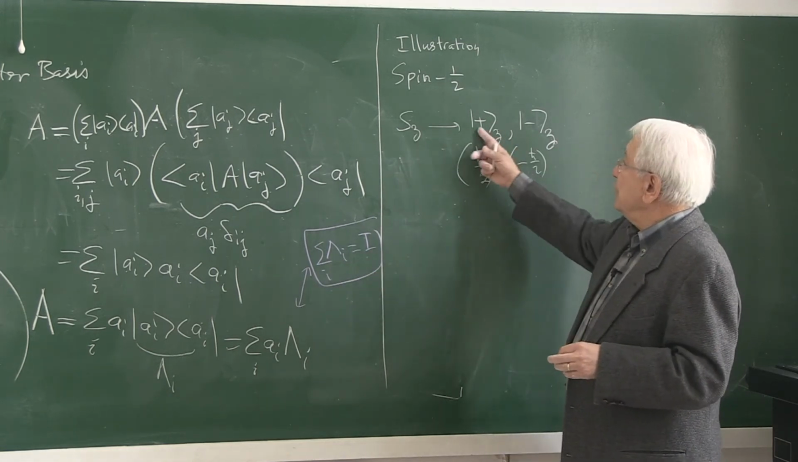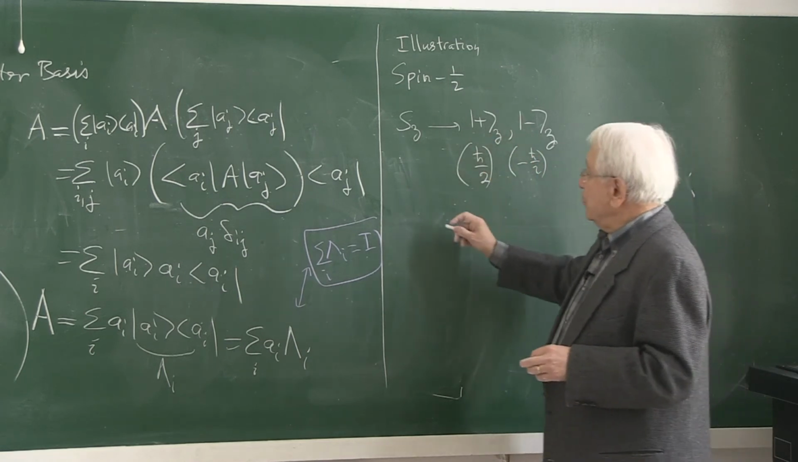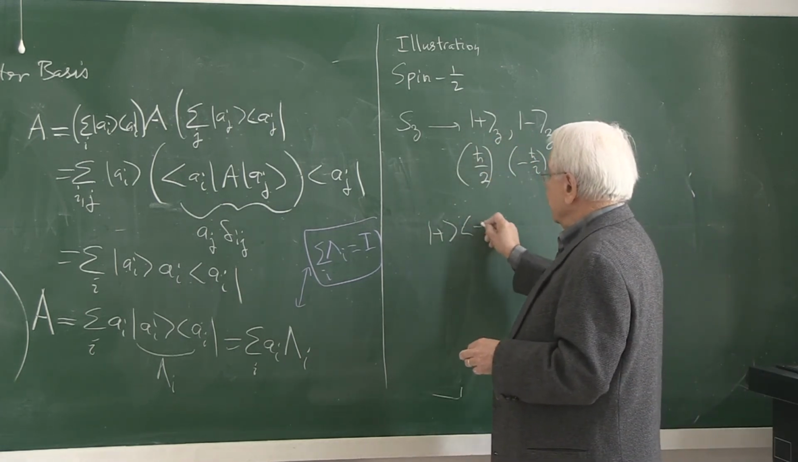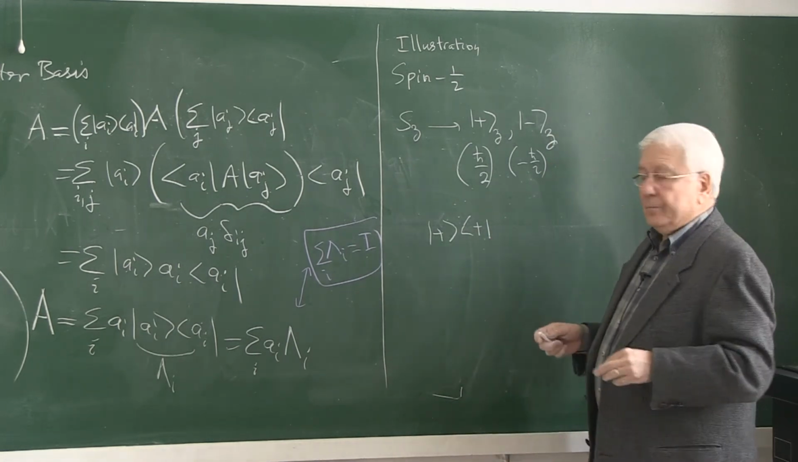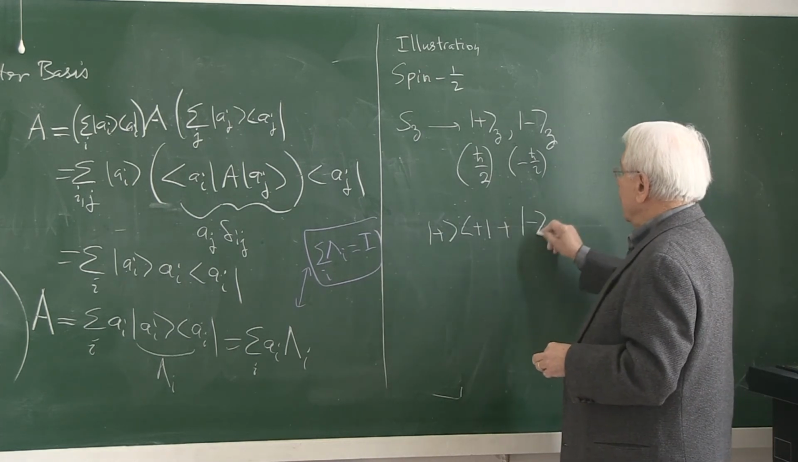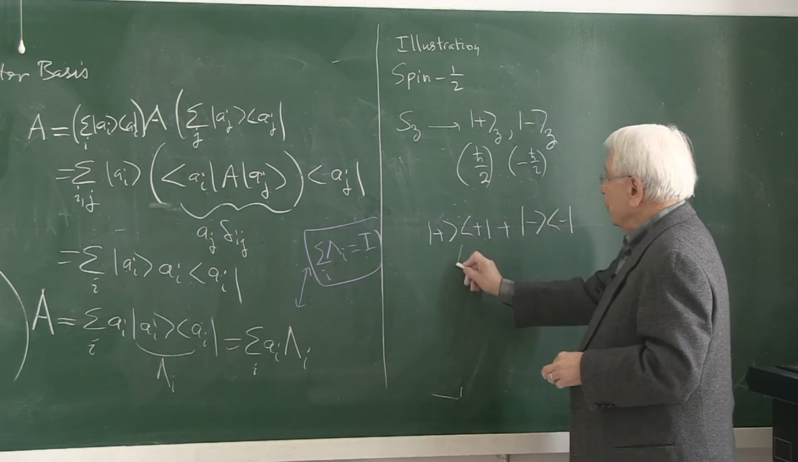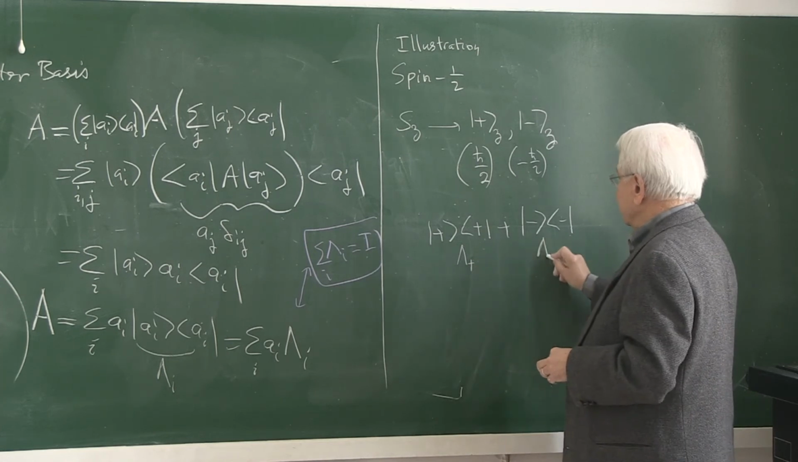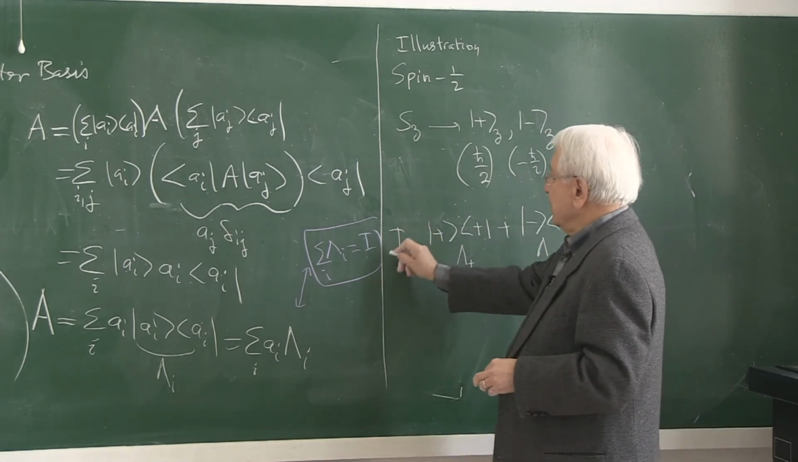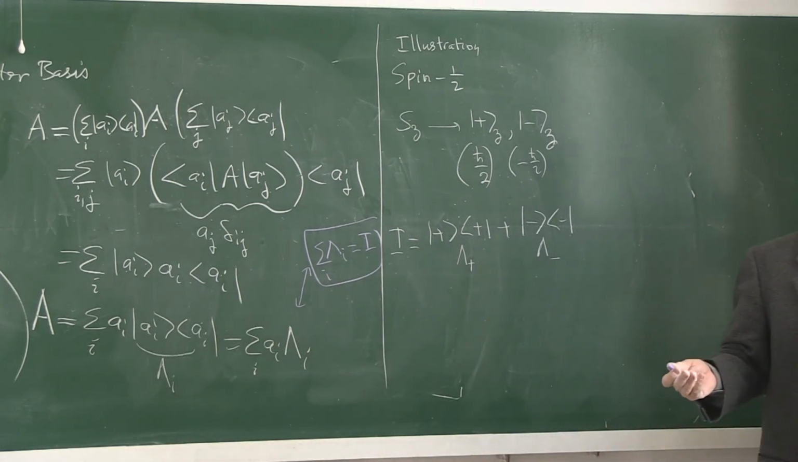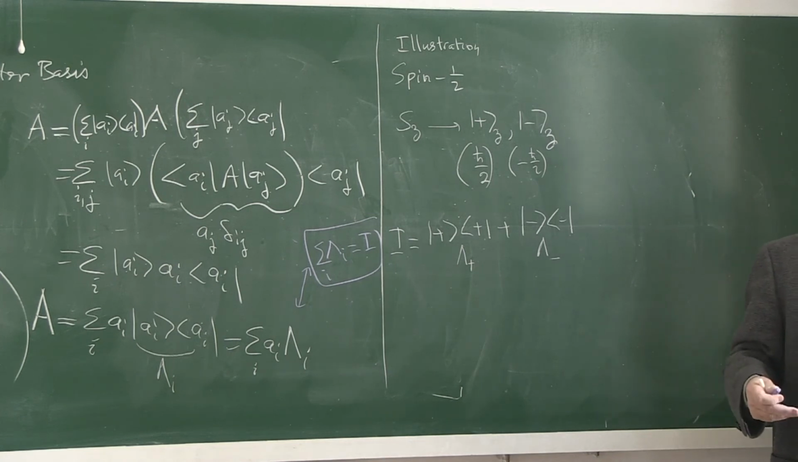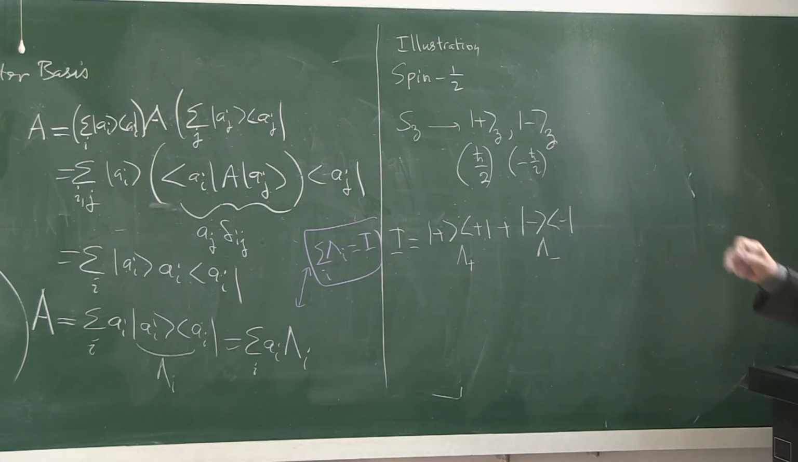What is the first relation associated with this? There are two projectors, right? The first projector is this, the projector along the up direction, and the projector along the down direction. So in our notation, that's lambda plus, and that's lambda minus. That gives you the 1. There are two alternatives, either up or down. So the up and down together form a complete set. That's the completeness, and that's the expression of the completeness relationship.